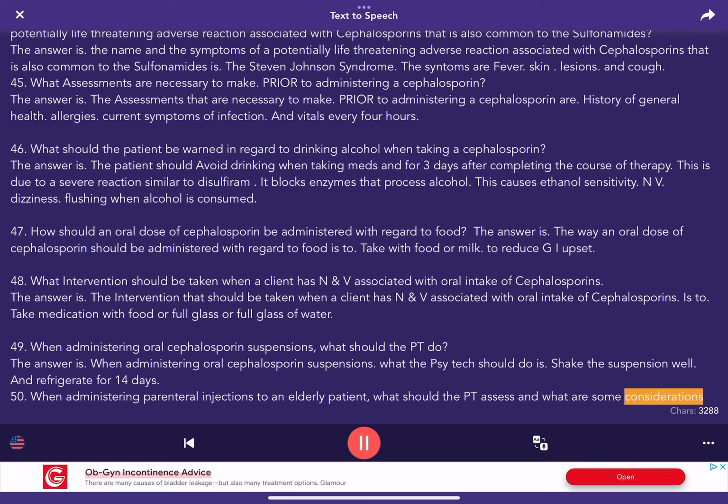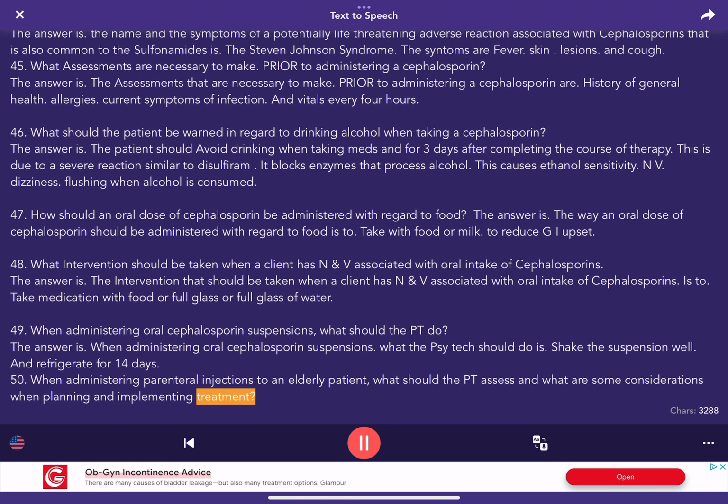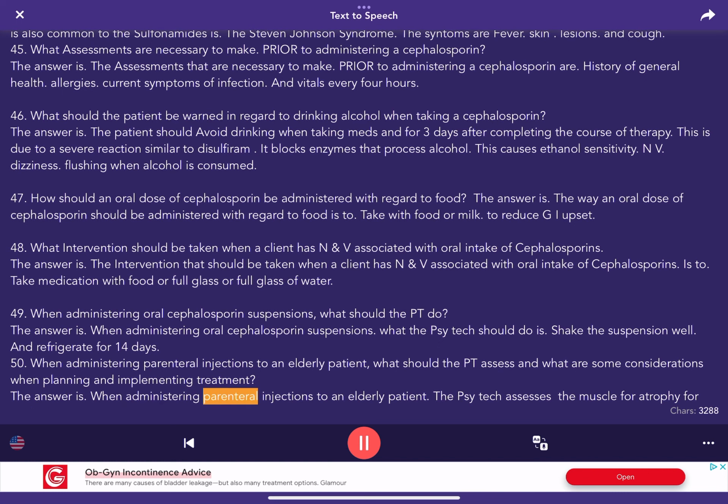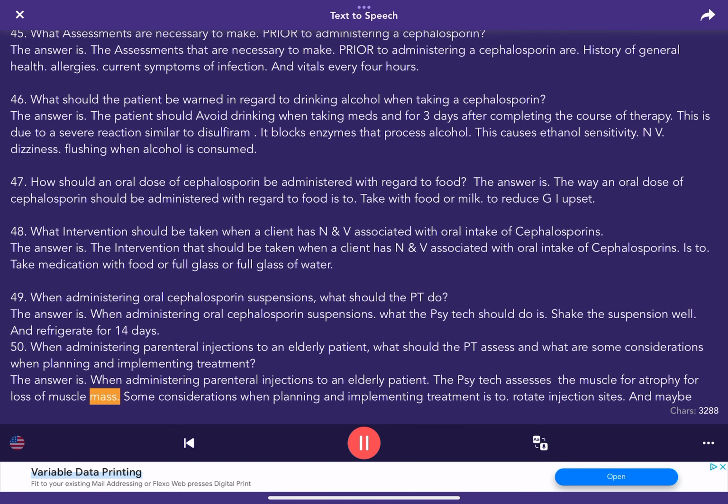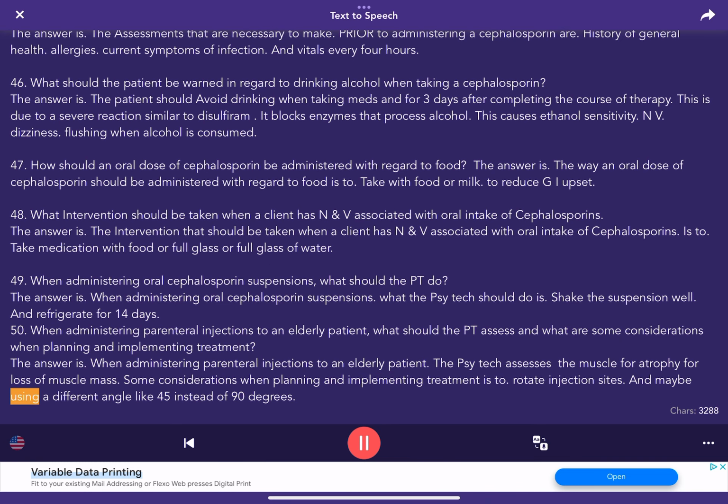50. When administering parenteral injections to an elderly patient, what should the PT assess and what are some considerations when planning and implementing treatment? The answer is, when administering parenteral injections to an elderly patient, the PT assesses the muscle for atrophy, for loss of muscle mass. Some considerations when planning and implementing treatment is to rotate injection sites, and maybe using a different angle like 45 instead of 90 degrees.